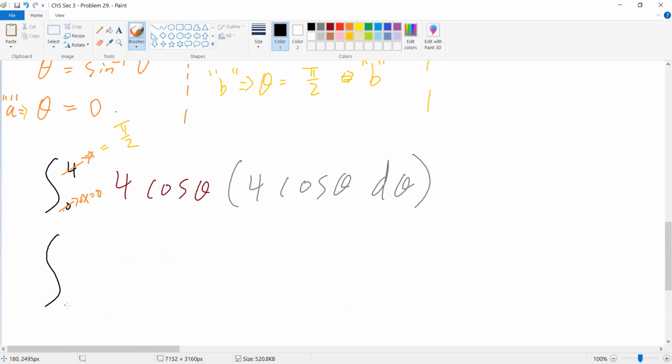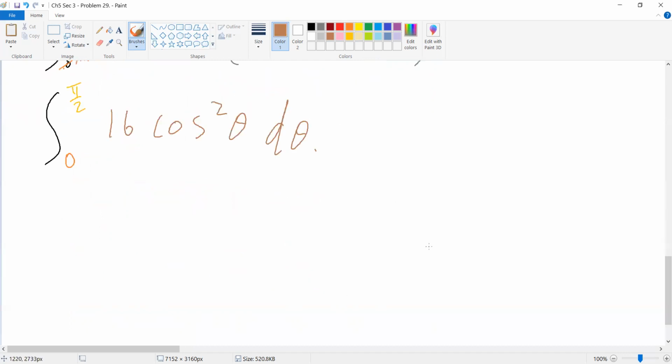So I'm going to just rewrite the statement here. I have the integration from 0 to pi over 2 now. And I'm going to clean up some of the algebra in the middle here. I now have 16 cosine squared of theta d theta. So we're almost done with this problem. The problem here now is that we can't just integrate cosine squared of theta. The reverse power rule doesn't work.